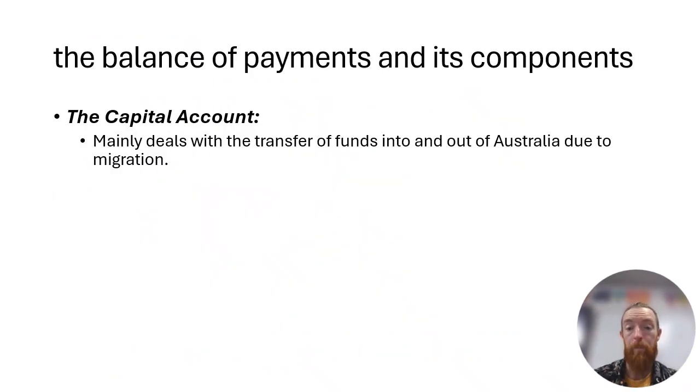Next, we have the capital account. The capital account mainly deals with the transfer of funds into and out of Australia due to migration. So this is mainly migrants coming into Australia and bringing their assets with them, being a credit, or people migrating out of Australia and taking all of their wealth with them and therefore being a debit. This is most often in surplus because we often have more migrants coming into Australia.